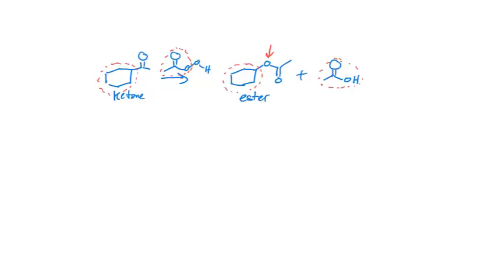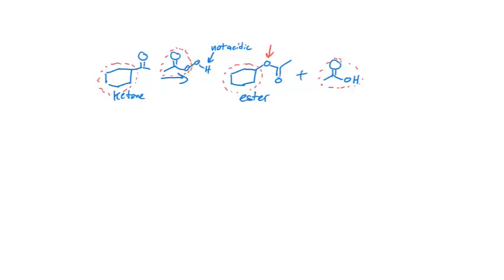Let's look a little more carefully at it and see how it might work. I would like to point out that this H here is not acidic. So this peroxy acid that I have right here is not the same as a carboxylic acid. This H is not acidic because this O is not resonance stabilized. So it's about as acidic as a normal alcohol OH. So how does this work?